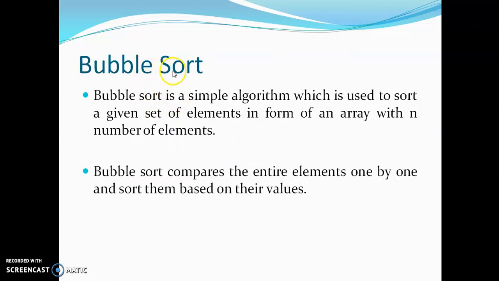So we will now discuss the bubble sort algorithm. Bubble sort is a simple algorithm which is used to sort a given set of elements in form of an array with n number of elements. Bubble sort compares the entire elements one by one and sorts them based on their values.